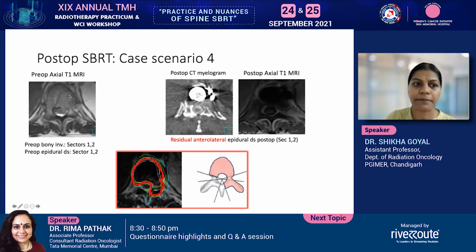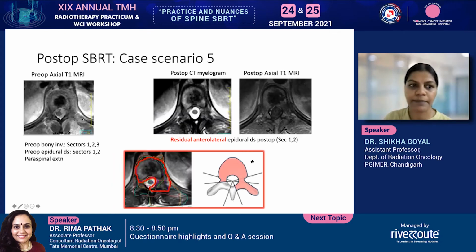In this particular example, the disease is lateralized to the left part of sector 1 and also including sector 2, both in the bony component as well as in the epidural component. And in the postoperative scan, there was a residual component in the epidural space in sectors 1 and 2. So sectors 1 and 2 definitely form a part of our CTV. Since the disease in sector 1 was lateralized, we do not need to go till sector 6. But because sector 2 was involved and it was adjacent to sector 3, sector 3 is also included in the CTV.